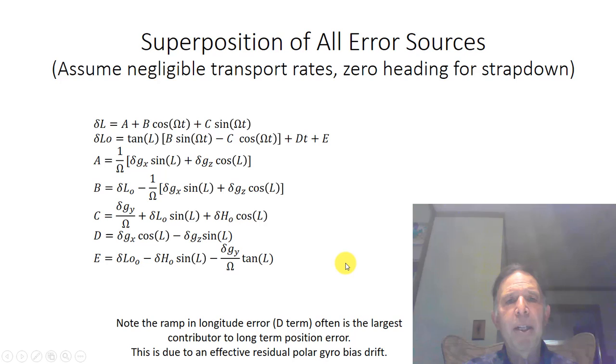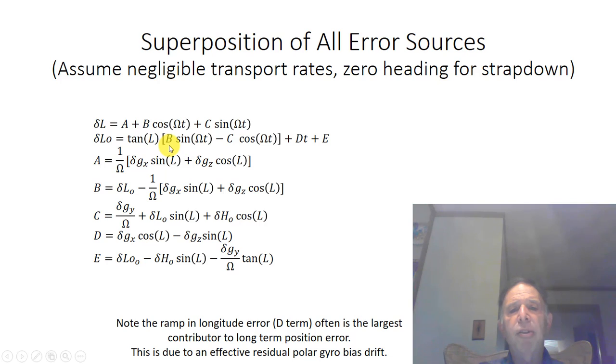Okay, so if we superimpose all error sources, and again, we're going to assume negligible transport rates, although you can put transport rates into your solutions, and this is the case for zero heading, and again, we're doing this for a strap-down inertial navigator. We get latitude is some bias term, and a combination of sine and cosine of the diurnal frequency sinusoids. That is similar to heading.